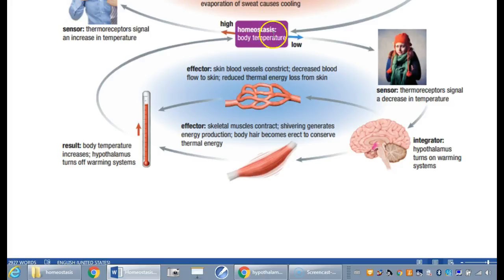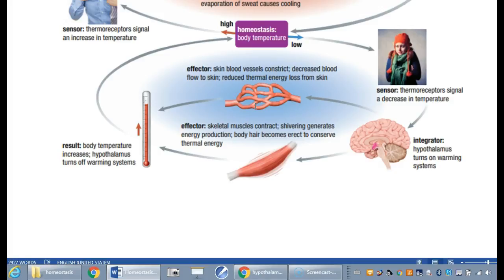Now, what happens when we get a little bit colder, when our temperature reaches below the set point? Same thing. We have thermoreceptors in our body that signal to our brain, the hypothalamus, our coordinating system, that we need to make some changes that are going to create an increase in body temperature. Let's look at the blood vessels first over here. Our blood vessels instead are going to constrict. That means they're going to get narrower.